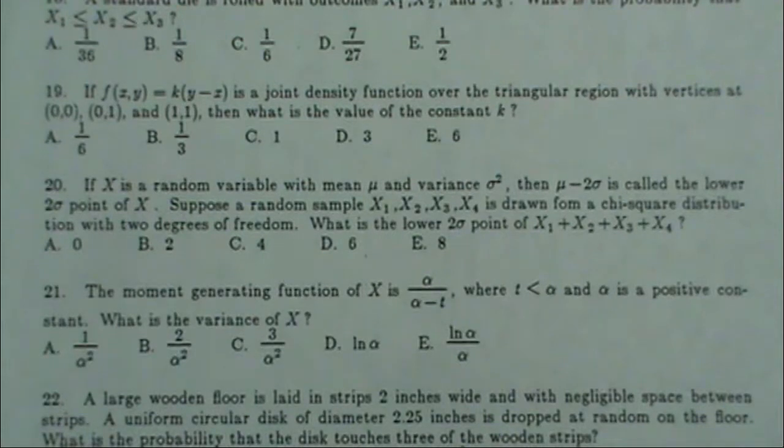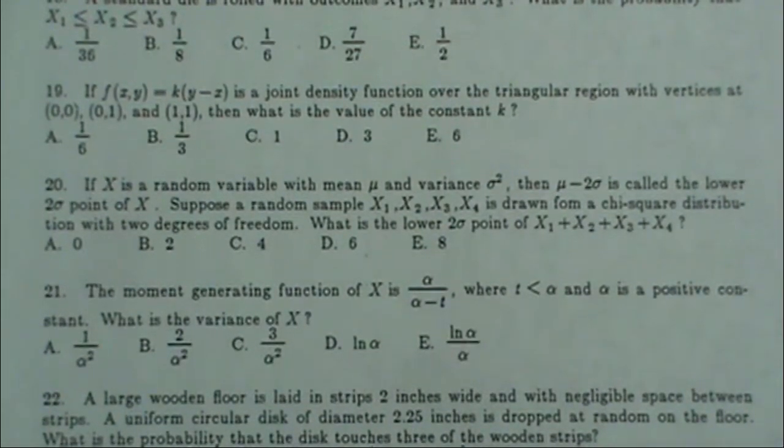Problem 20. If x is a random variable with mean mu and variance sigma squared, then mu minus 2 sigma is called the lower 2 sigma point of x. Suppose a random sample of 4 is drawn from the chi-square distribution with 2 degrees of freedom. What is the lower 2 sigma point of the sum of these 4 variables?